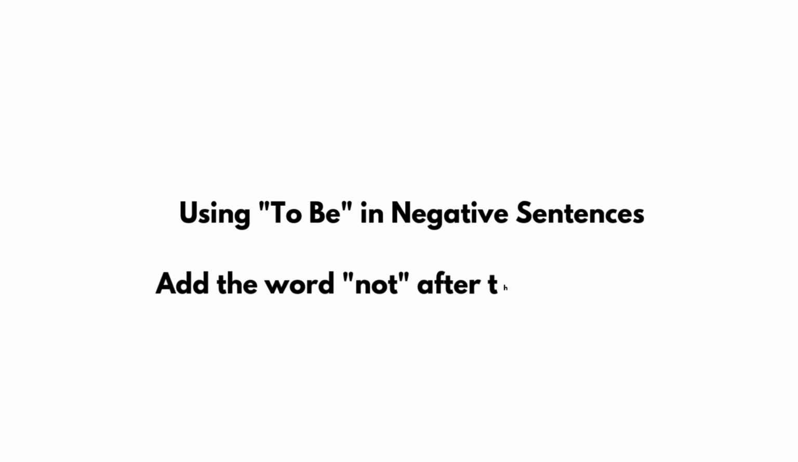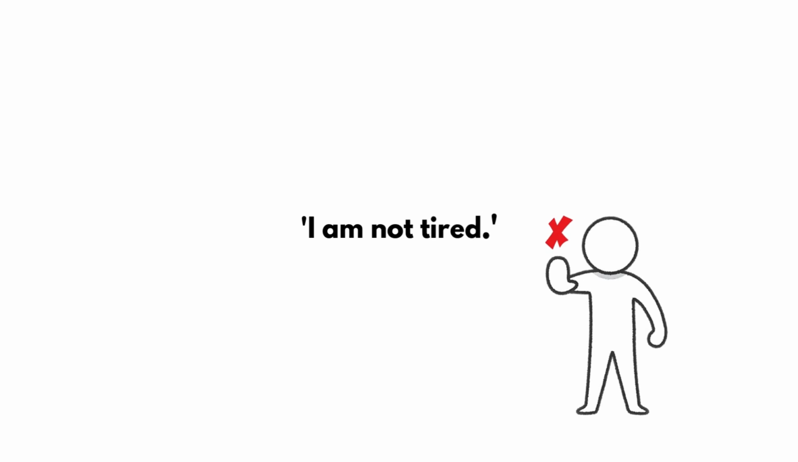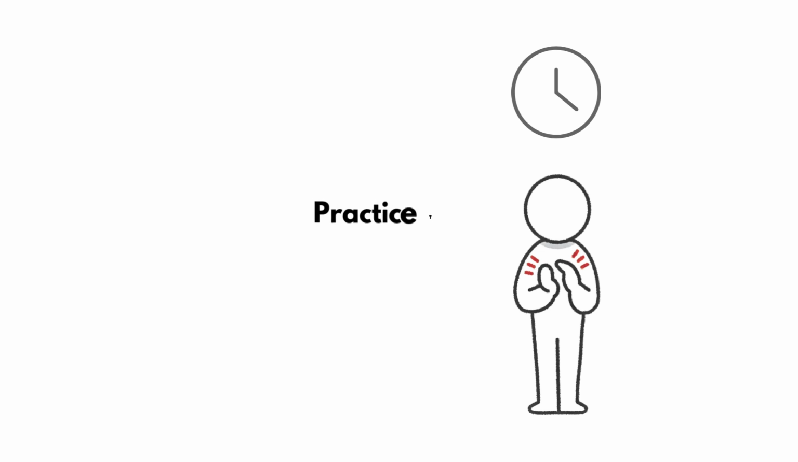To make a sentence negative, we add the word not after the verb to be. Here are some examples. I am not tired. She is not here. We are not late. They are not ready. Repeat these sentences with me.